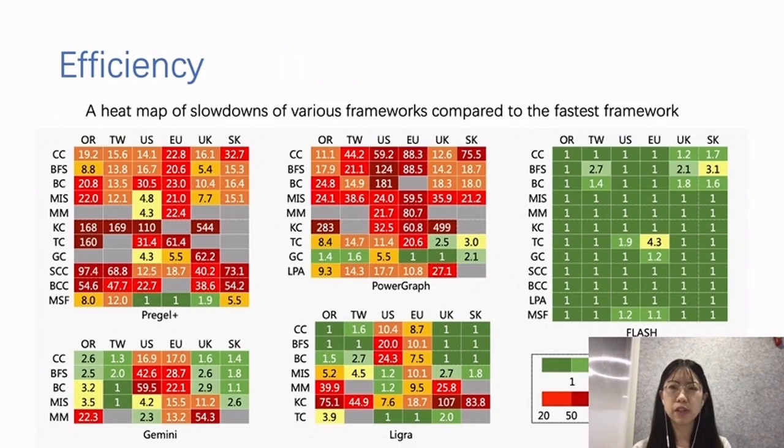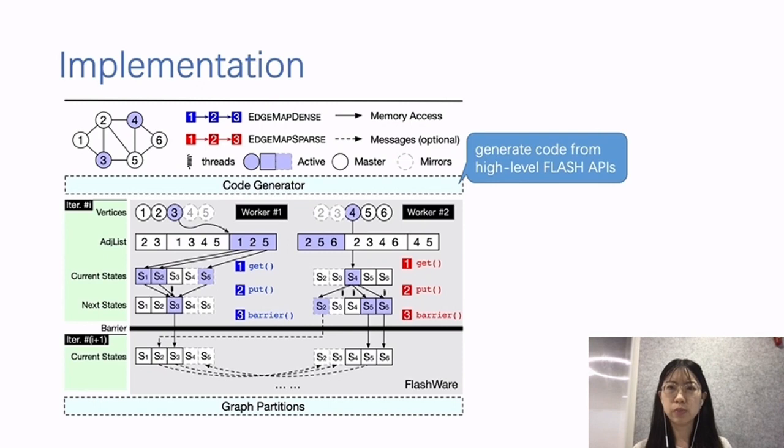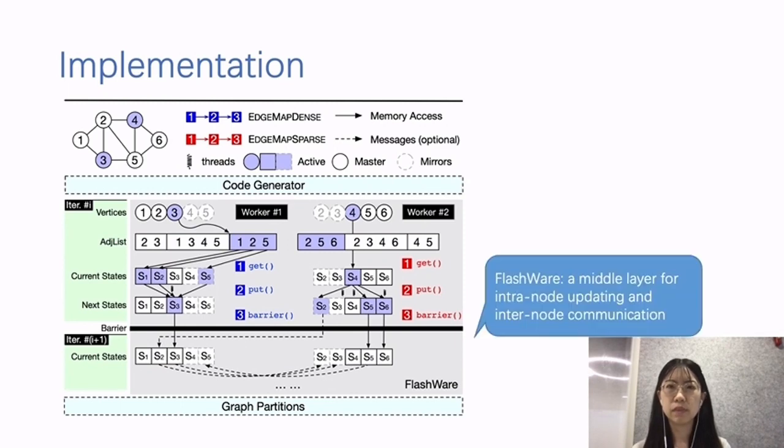We compared the efficiency of Flash with other frameworks, demonstrating that Flash outperforms others on the majority of applications. Flash achieves such high efficiency by using more advanced algorithms since it provides stronger expressiveness. Flash also improves efficiency through its architecture design and implementation. At first, we use a code generator to generate code to be executed by FlashWire from the high-level user-provided APIs. FlashWire is a middle layer that completes intranode updating and internode communication. It also enables some system optimizations.